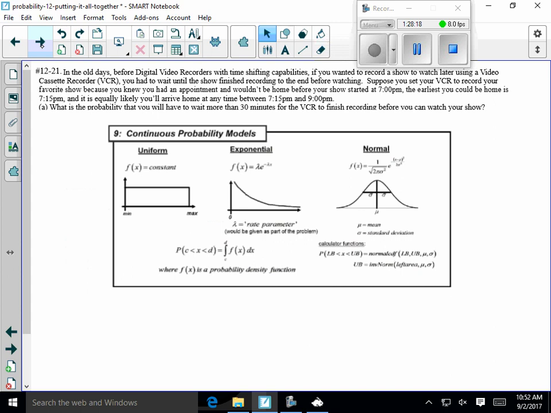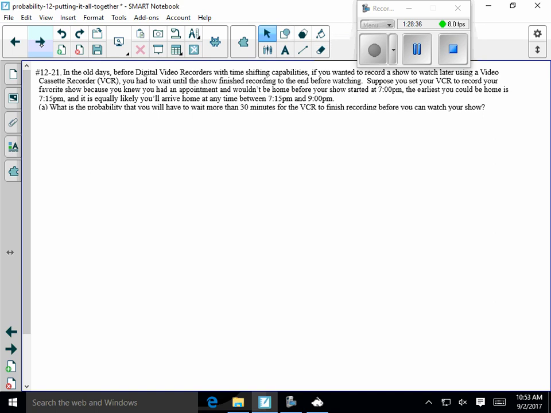And it's this right here. For a uniform model, the probability density function is just going to be f of x equals some constant, right? We just have to make sure that the area under the curve equals 1. And then we'll use an integral to find the area under the curve between any boundary, which is a sub-area there.